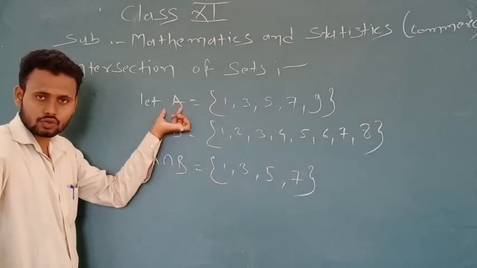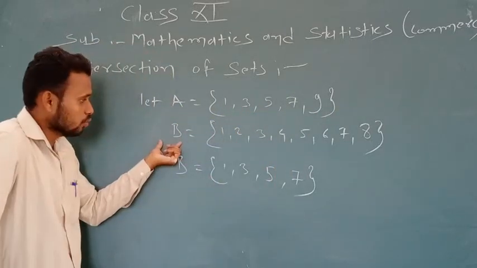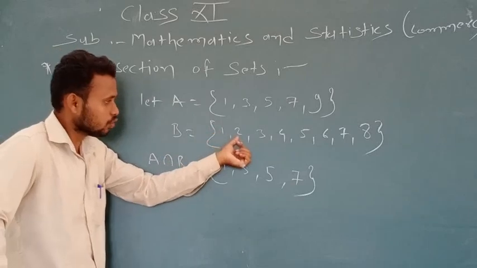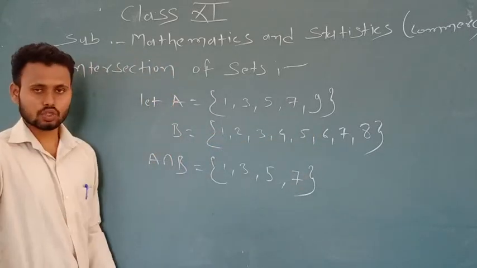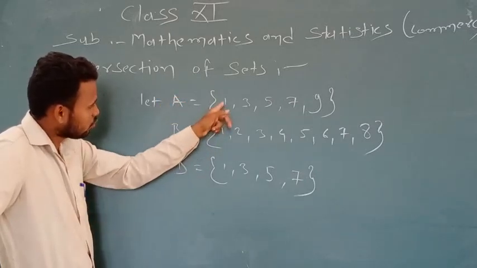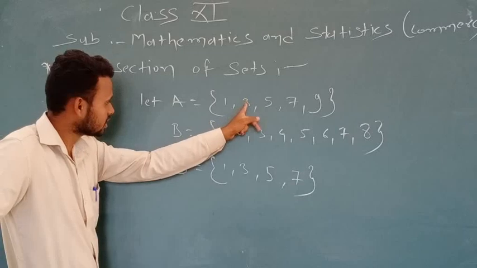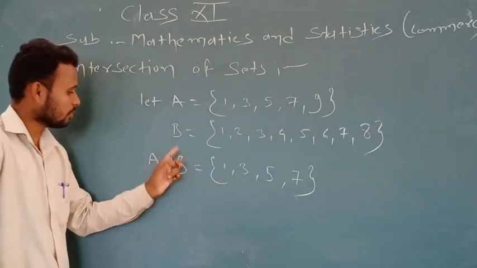A equal to the set containing elements 1, 3, 5, 7, 9 and B equal to the set containing the elements 1 to 8. Then A intersection B is equal to the set containing all elements which are both in A and B, meaning 1, 3, 5 and 7. This is the intersection of two sets.